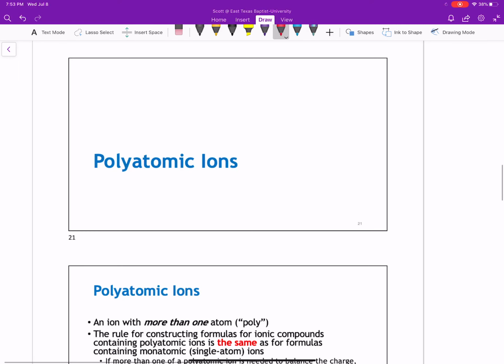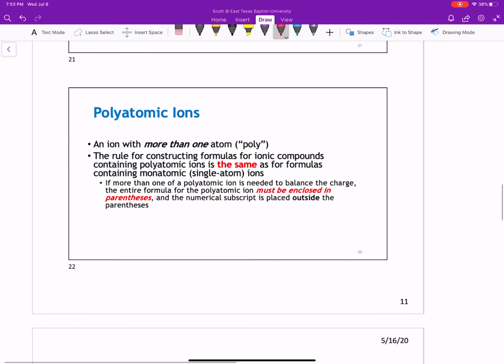Polyatomic ions, a difficult subject to talk about, so I want to briefly go over it. Poly means more than one, and so polyatomic, more than one atom. Ions, okay, so it's also an ion. An example of that would be the hydroxide ion, an anion, or you might think of the ammonium cation.